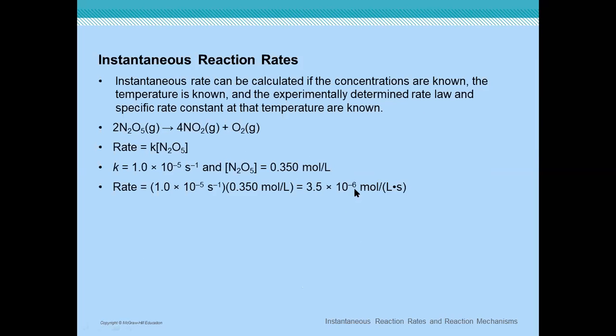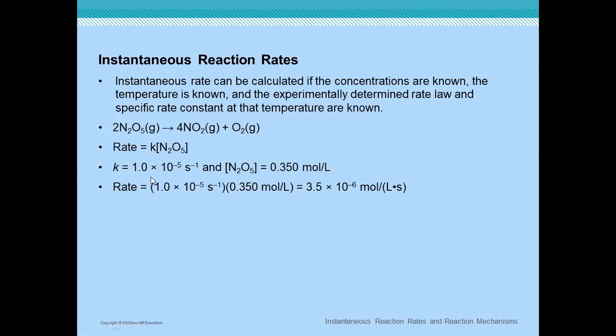Instantaneous reaction rate. Instantaneous rate can be calculated if the concentration is known, the temperature is known, and the experimentally determined rate law and specific rate constant at that temperature are known. As 2N2O5, in gas state, can be decomposed into 4NO2 gas and O2. Rate equals k[N2O5]. And k equals what?